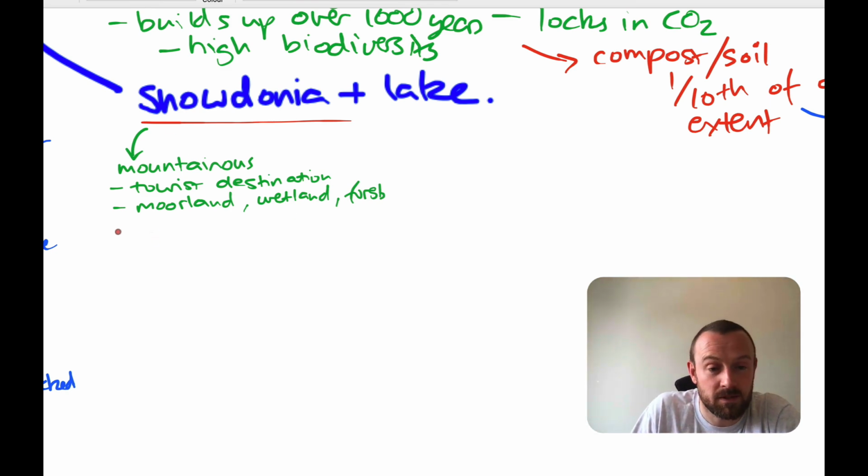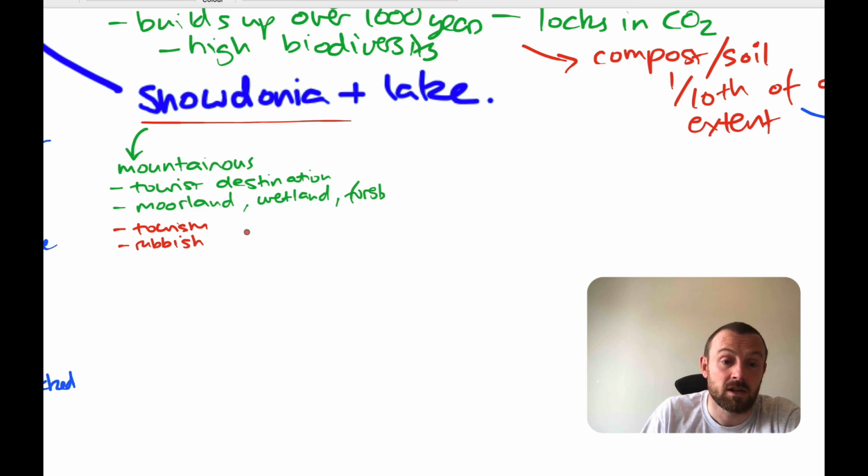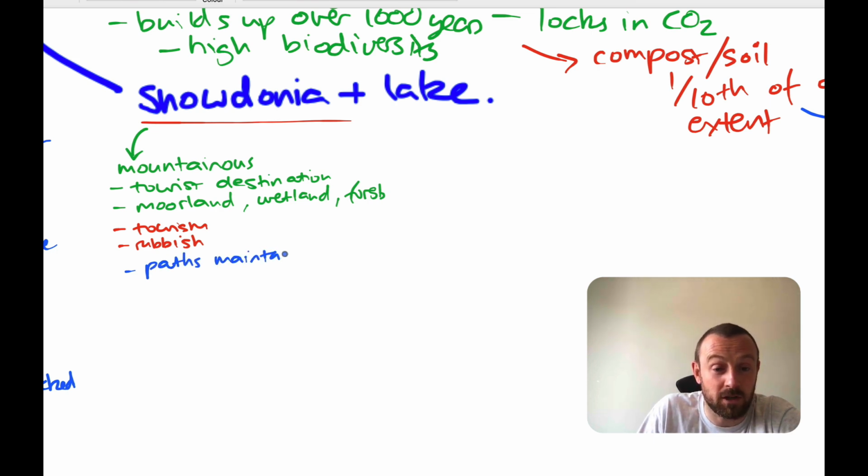Well, there's a couple of problems. Tourism is a problem, okay? It creates potentially trampling, it creates rubbish. Not everyone who climbs in these areas is a good tourist. Some people leave rubbish and so on. So, fixes: paths are maintained to encourage people to only walk on the paths and not trample over delicate grassland.